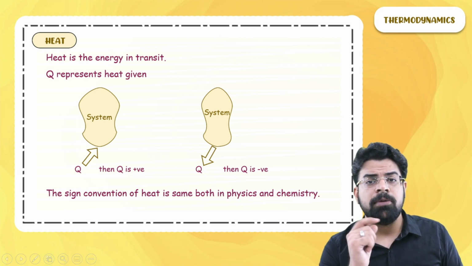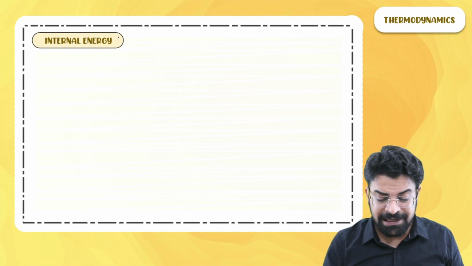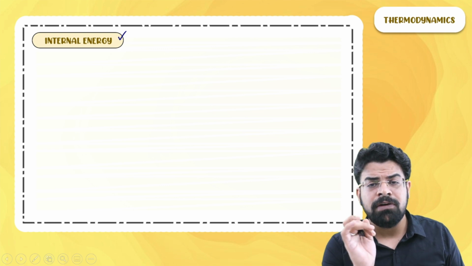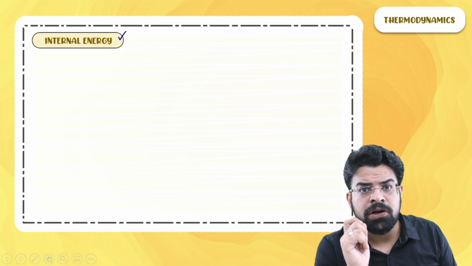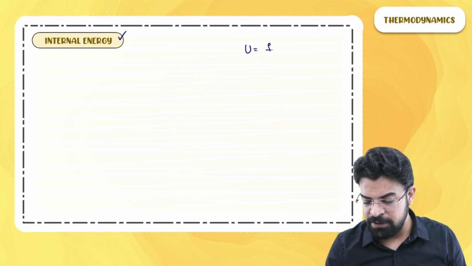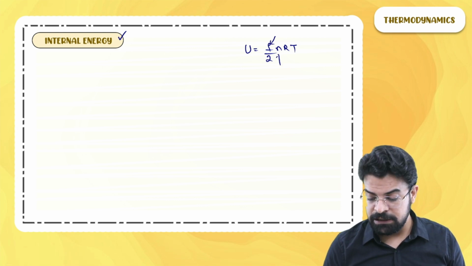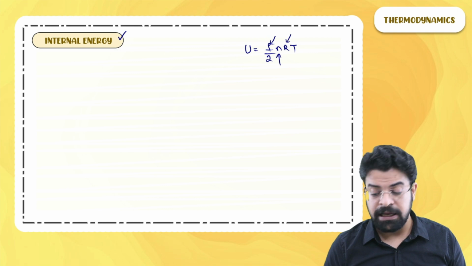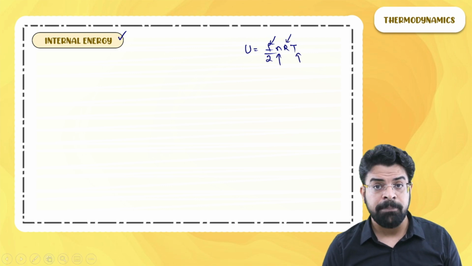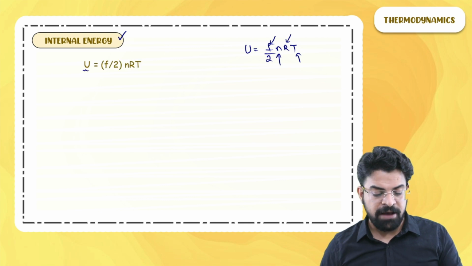Now let's talk about the next term we need to focus upon, that is internal energy. So what is internal energy? Towards the end of the hour where I taught you KTG, we learned about internal energy. Internal energy is given by f/2 nRT, where f is the degree of freedom, n is the number of moles, R is the gas constant, and T is the temperature on the Kelvin scale. So we know that the internal energy is given by f/2 nRT.